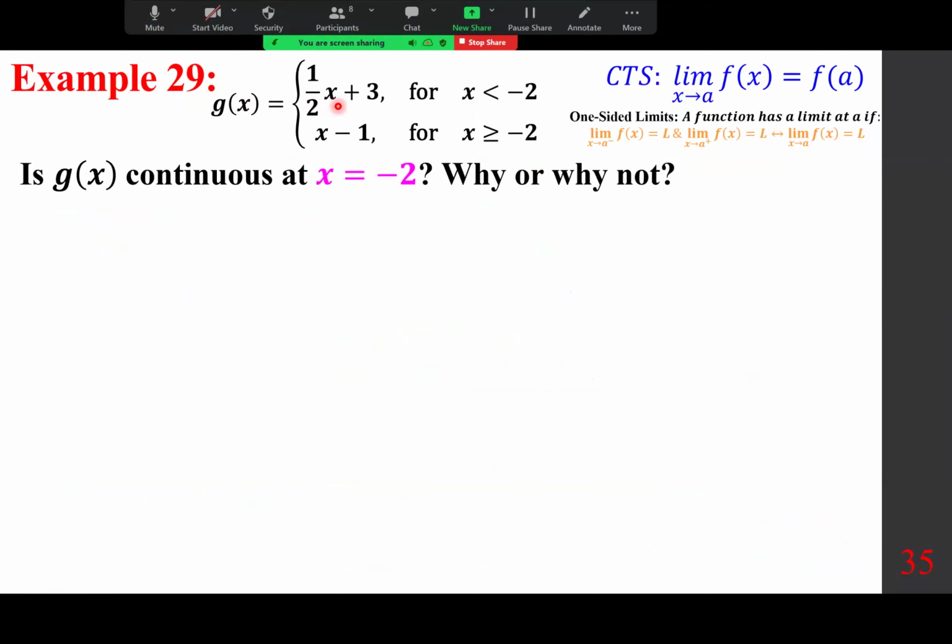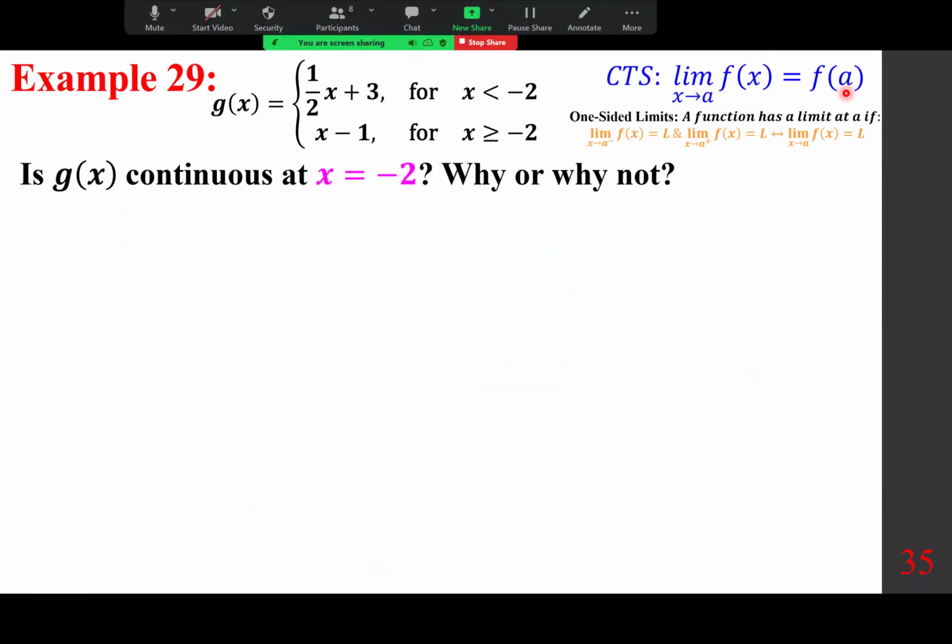G of x is 1/2 x plus 3 for x less than -2, and it's x minus 1 for x greater than or equal to -2. This is a piecewise defined function. Is g of x continuous at x equals -2? Why or why not? First of all, reminding everybody as far as the continuity is concerned, when the limit of f of x as x approaches a is equal to functional value f of a, the function is continuous at x equals a.